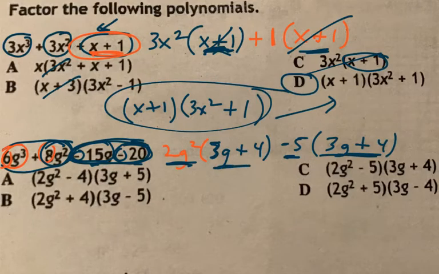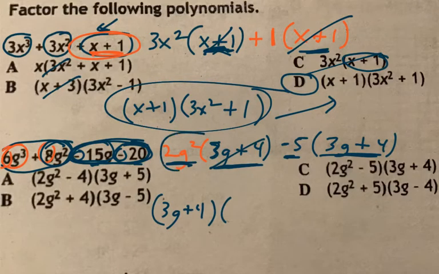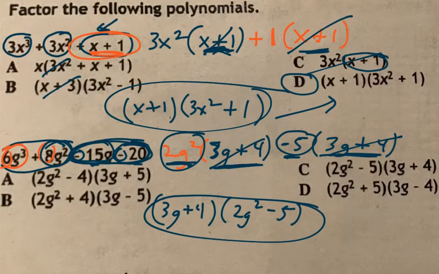Notice how they both have the same 3g plus 4 factor. So if I was to do a GCF of 3g plus 4, once I divide it out, I'm left with this, 2g squared. And once that's divided out, I'm left with the minus 5. That is my answer. And as I'm looking, obviously that's wrong, that's wrong. And watch your signs. Looks like it's C, right? I got 2g squared minus 5, 3g plus 4.